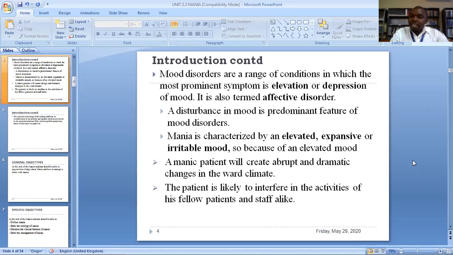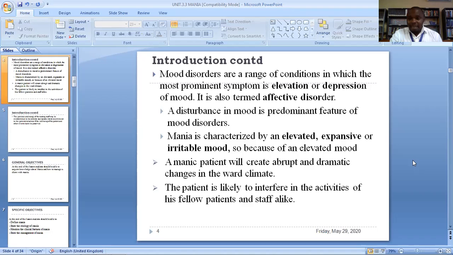So these mood disorders can be known as affective disorders as well. A disturbance in mood is the predominant feature of mood disorder, because once your mood has changed, even your affect will follow suit. So mania is characterized by an elevated, expansive, and irritable mood.